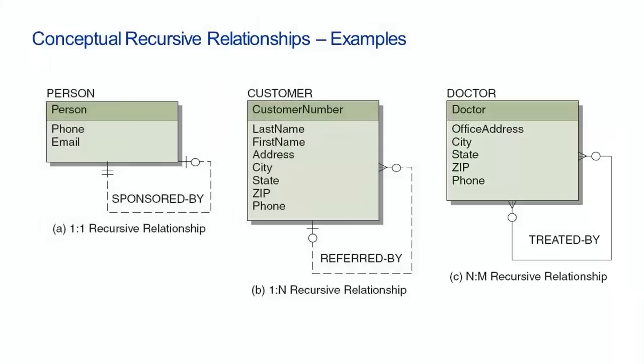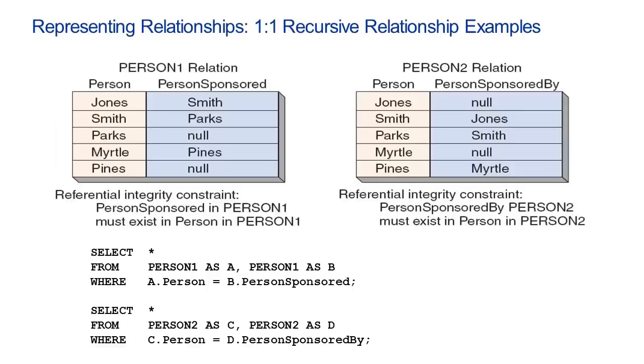Let's see how we actually implement these recursive relationships in a real-world database. To begin, consider our one-to-one recursive relationship. To implement this type of relationship, we just add a foreign key into the same table, in this case a person table, which will track the sponsorship relationship between people in the table. Just as when we were discussing where to place the foreign key in a one-to-one binary relationship, when we have a one-to-one recursive relationship, we also have a choice.